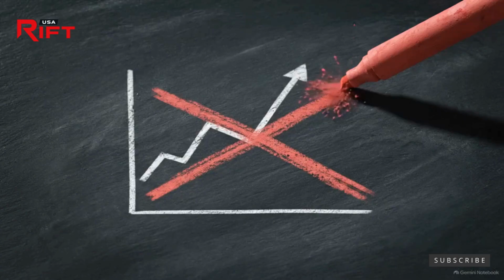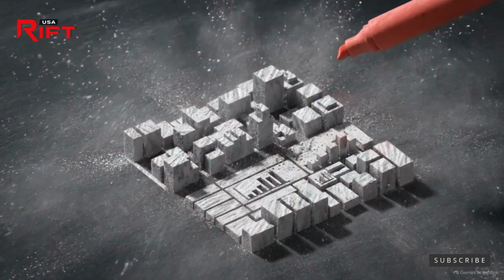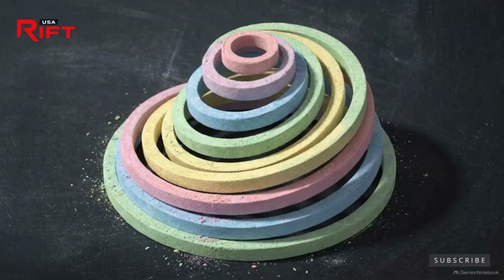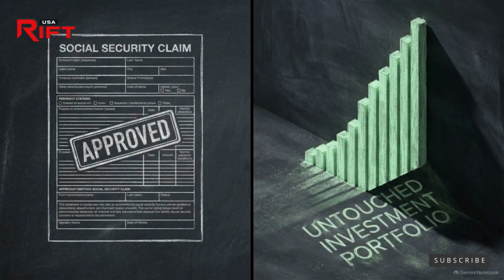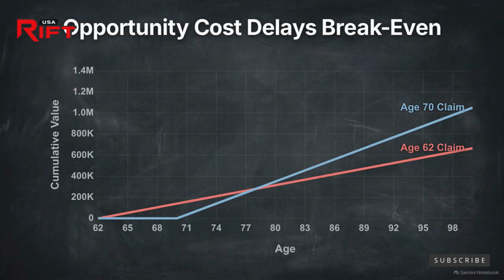These 2D charts are deceptive because they fail to account for the time value of money and compounding variables. Growth on growth represents the ultimate opportunity cost in retirement. When you claim Social Security at 62, it allows you to preserve an equivalent amount of your invested portfolio. To find the true break-even age, we must plot Social Security against an exponential curve representing that retained portfolio growth.